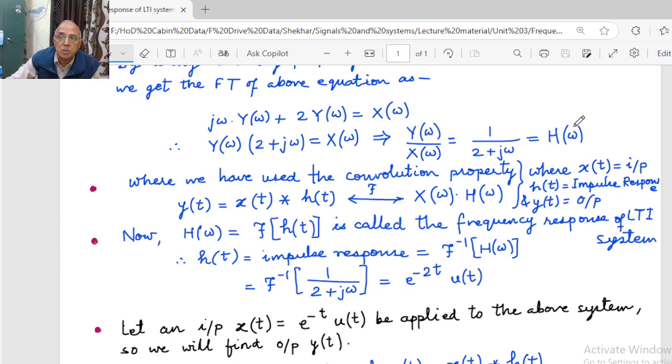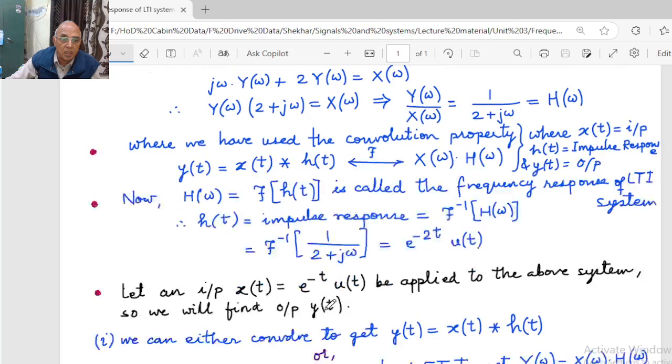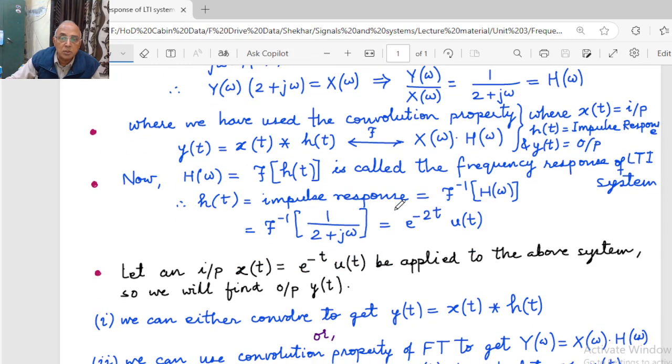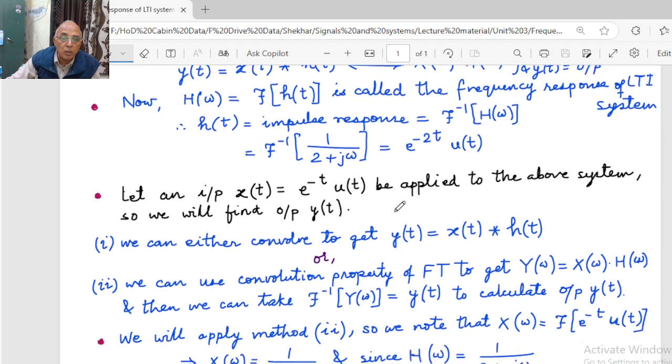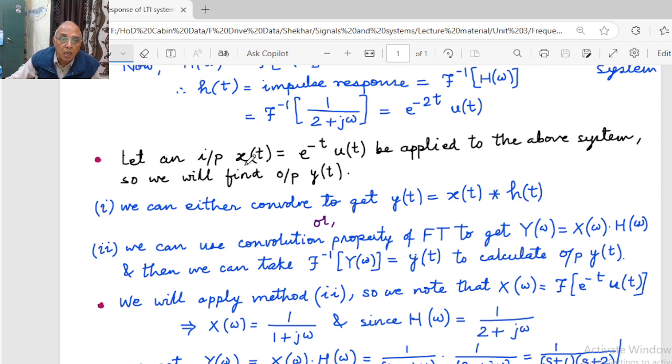Once the frequency response is known, we can take the Fourier inverse to get the impulse response. We can also solve for some output y(t) for some arbitrary input. So that we have done here.